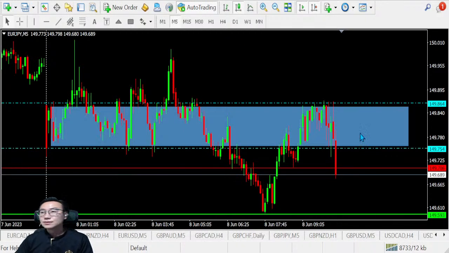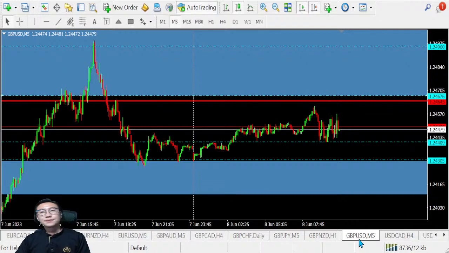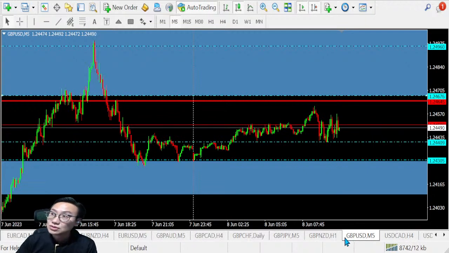No action yet. Pound dollar. Okay, what is that about pound dollar? Tentatively, pound dollar is also in the range, but it seems like it's moving upwards.